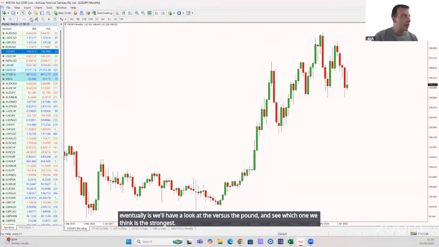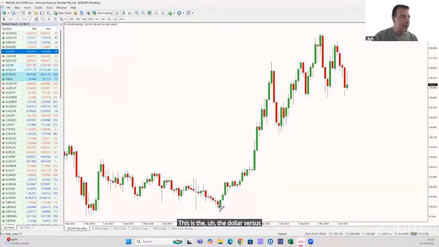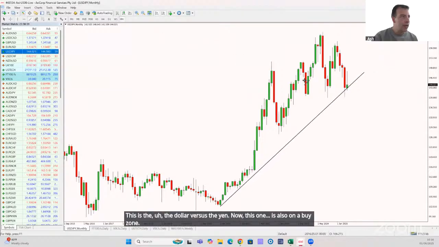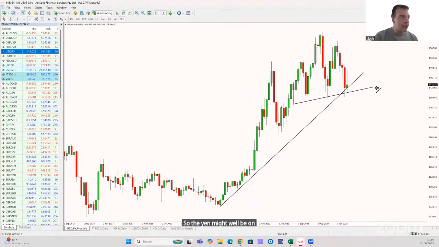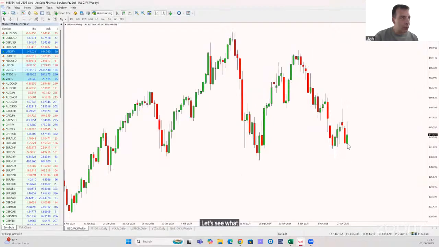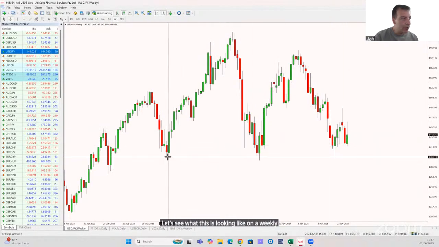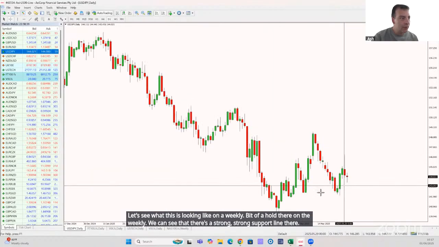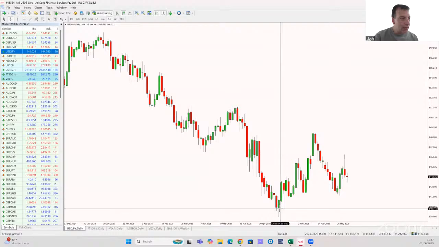This is the dollar versus the yen. Now this one is also on a buy zone, so the yen might well be on our sell list. So we'll look at the pound yen and we'll look at the euro yen. Let's see what this is looking like on the weekly. A bit of a hold there on the weekly. We can see that there's a strong support line there. Price action here.